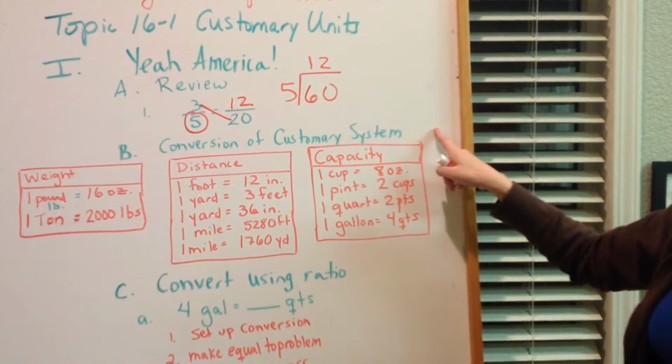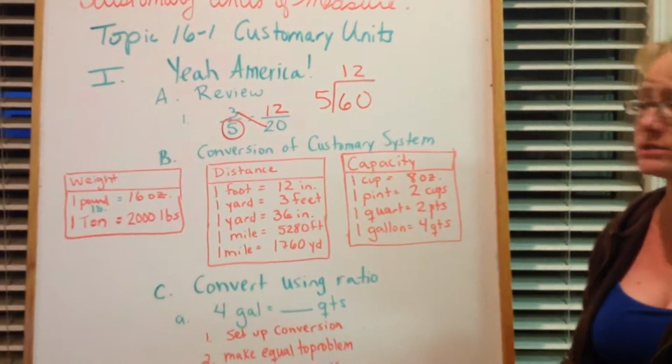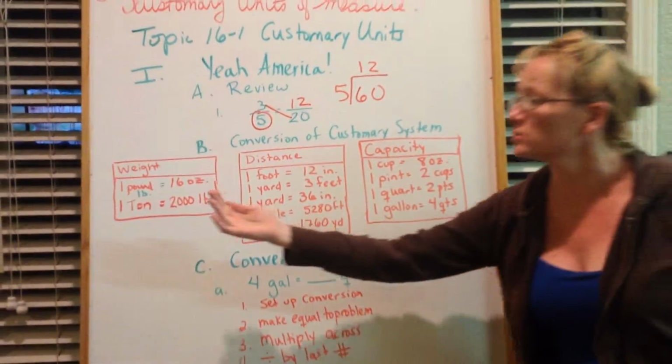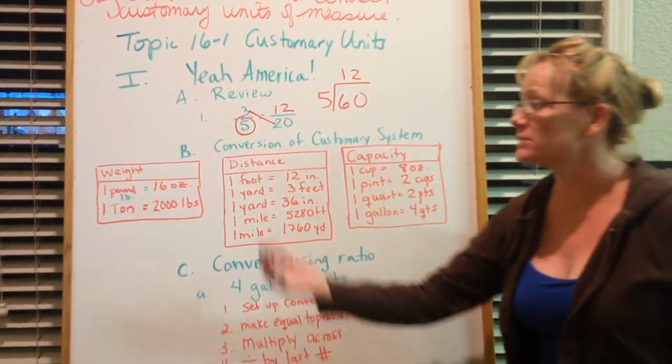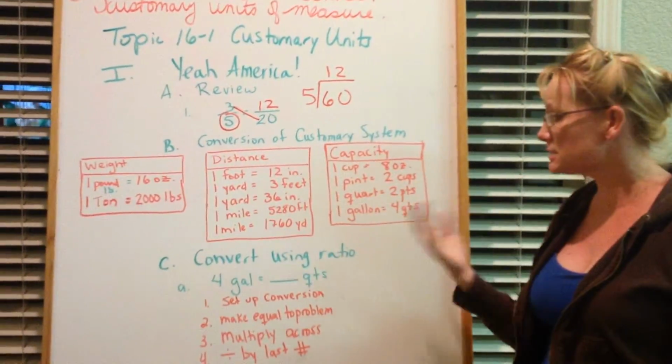We're going to use the conversion charts. This is the conversion charts of the customary system. And you're going to want to write down all this stuff. And since you live in America, you need to memorize all of this stuff.